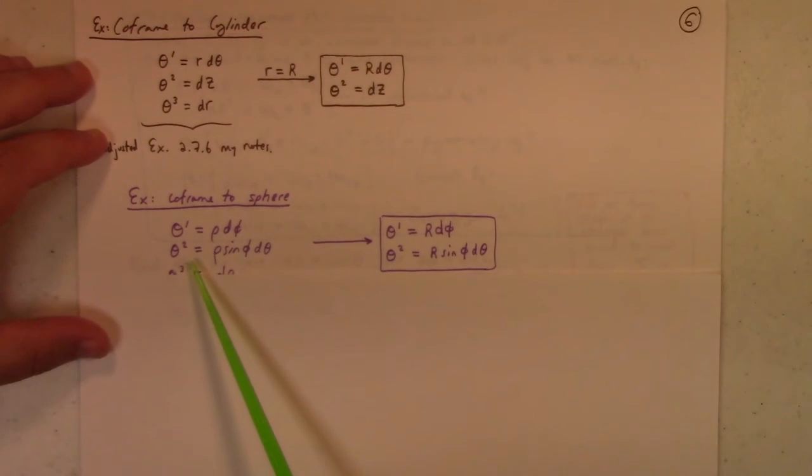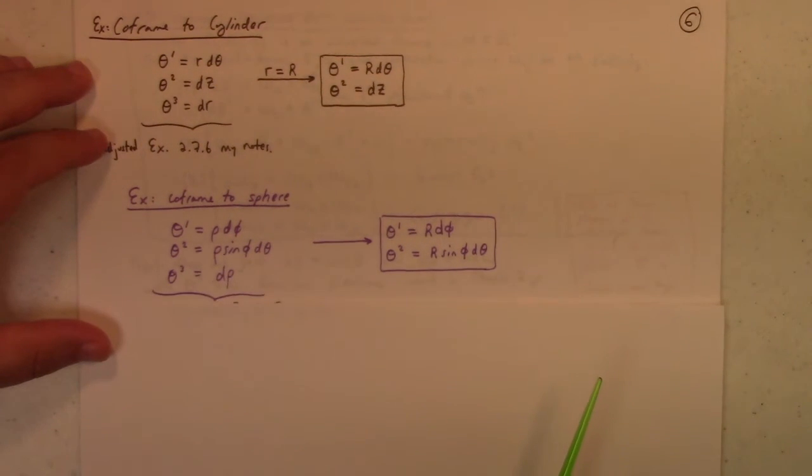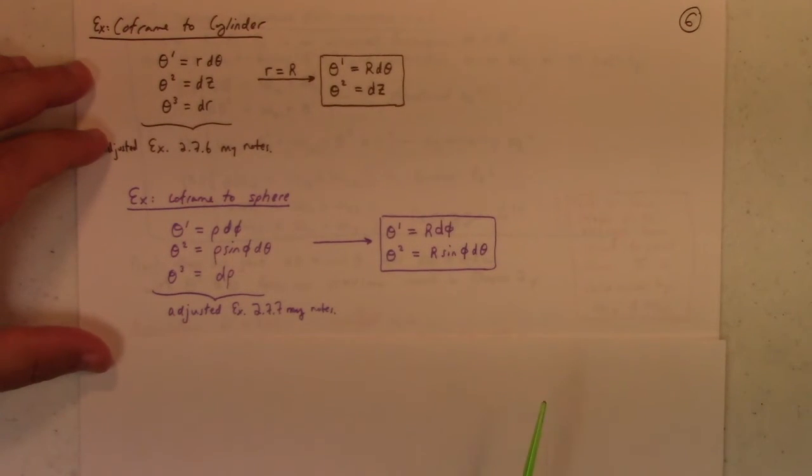So theta 1, theta 2, theta 3, I have adjusted example 2.7.7 in my notes to put the spherical one last, because that's going to be the normal one. Well, it's dual to the normal, right? Anyway.